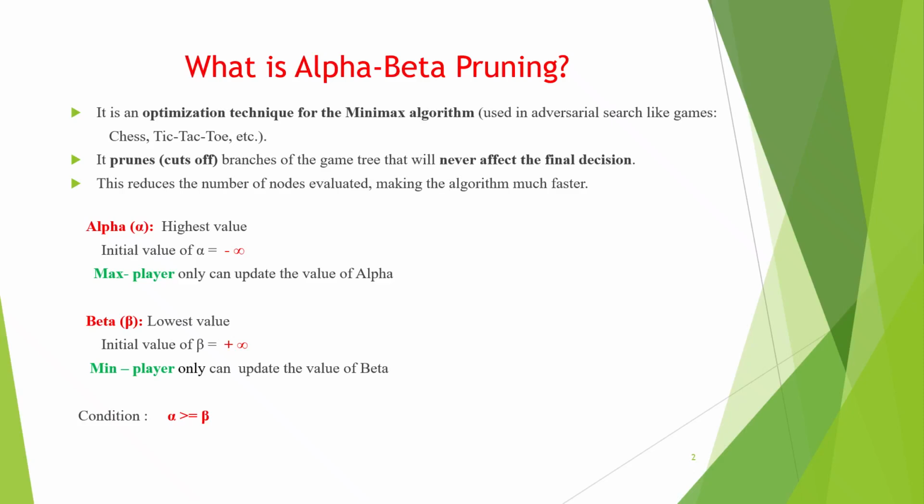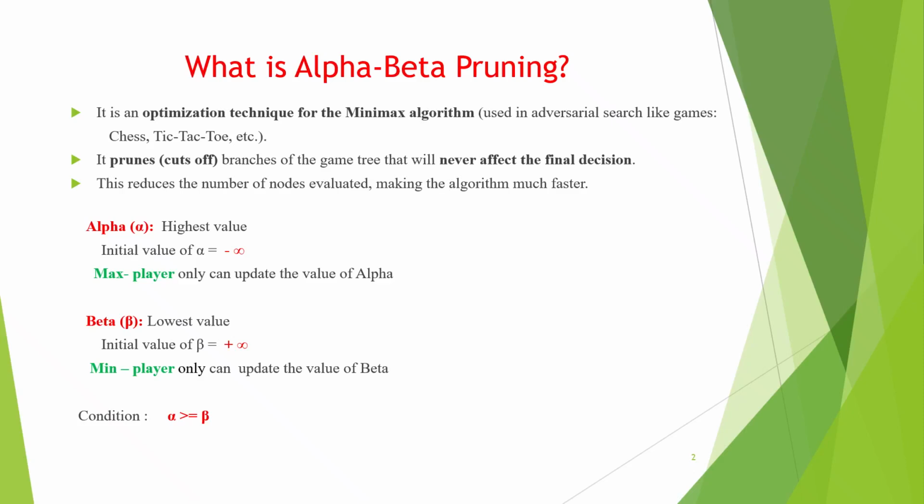This alpha beta pruning algorithm prunes, which means cut off, removing branches of the game tree that will never affect the final decision. That is, it will remove the unnecessary branches and increase the speed of searching.